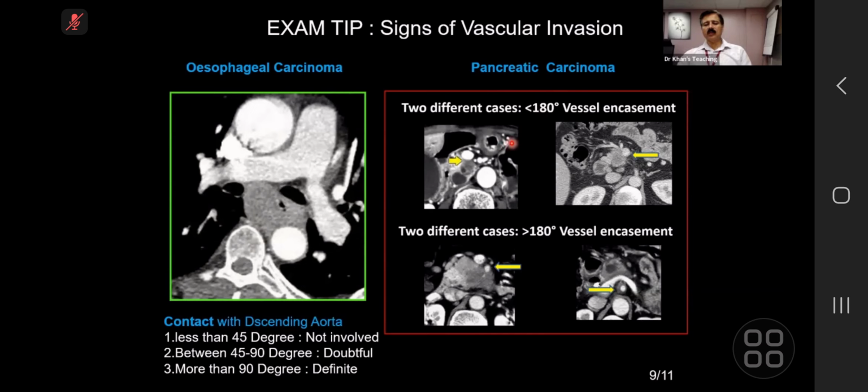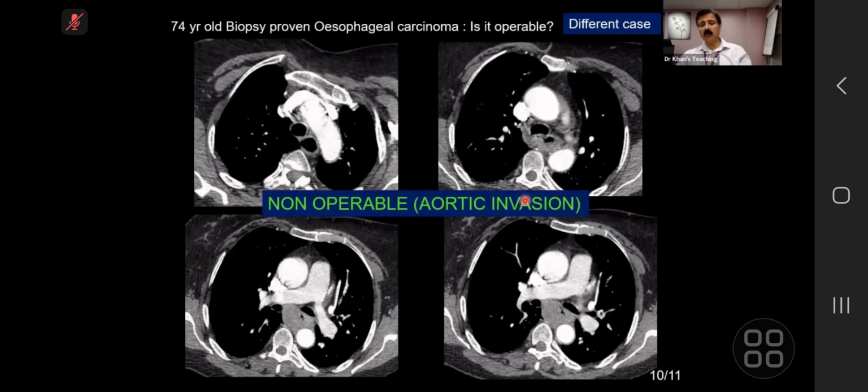Less than 180 degrees. So for example, this is the vessel, this is the tumor. This tumor is abutting the vessel less than 180 degrees. This is the vessel, this is the tumor, with less than 180 degrees we will still call it operable. It is not invading the vessel. Here, when it is more than 180 degrees, this one is actually 360 degrees. So that is the difference between esophageal and pancreatic carcinoma concepts.